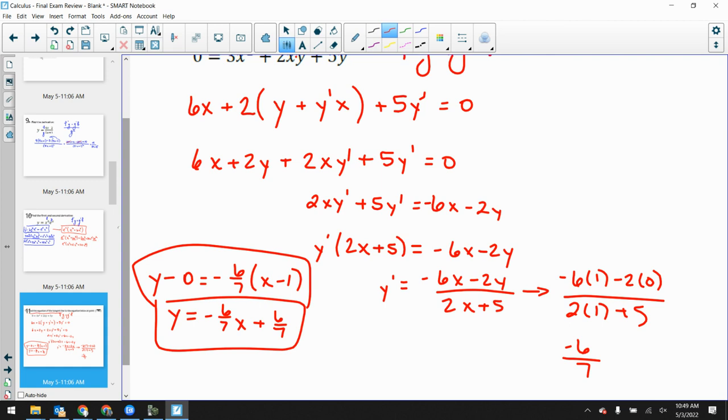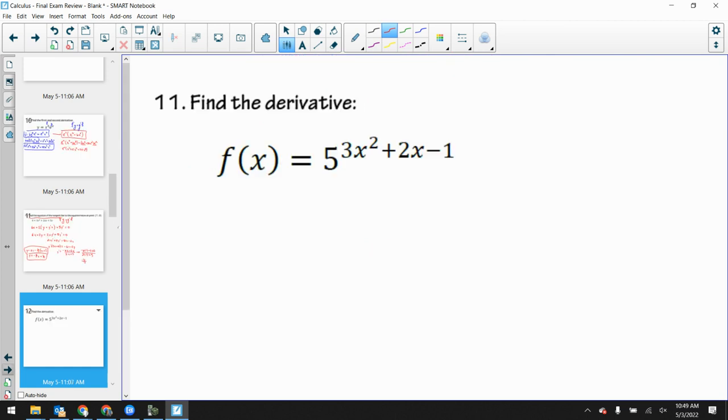What do we got next? Oh, yeah. This one's an easy one. You just got to remember the rule for this one. Find the derivative. This is an exponential rule, right? So remember the derivative is b to the x ln b. Right, b to the x ln b, that's the exponent rule. Okay? So in this case, this is going to be 5 to the 3x squared plus 2x minus 1 times ln 5.